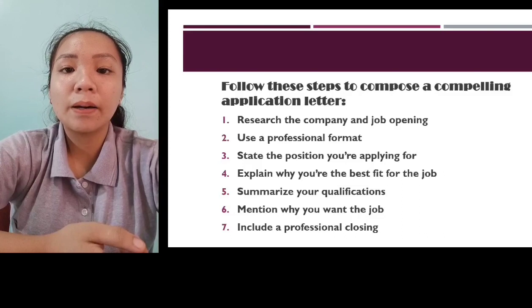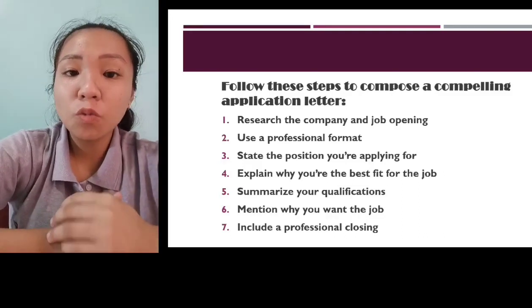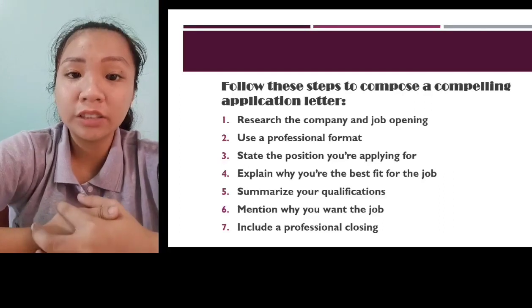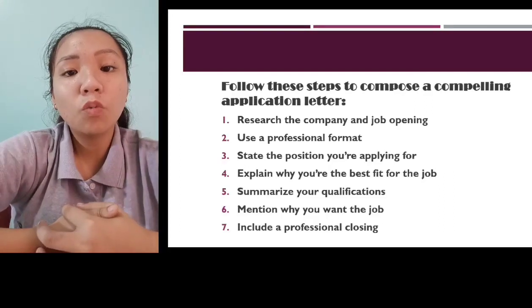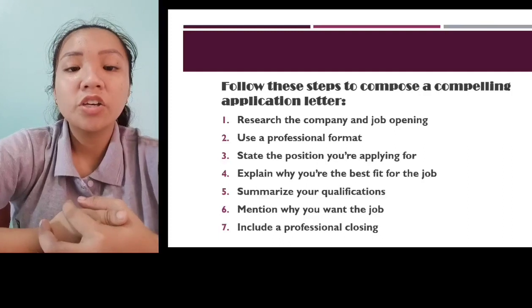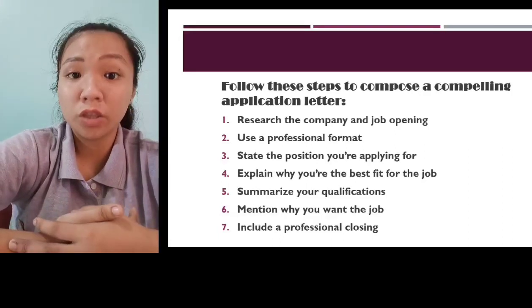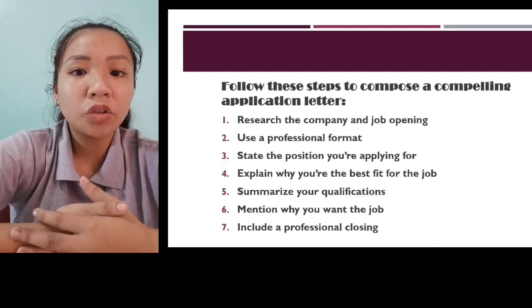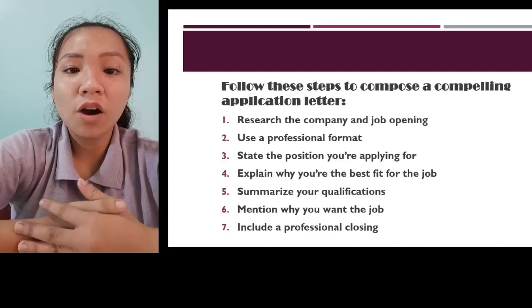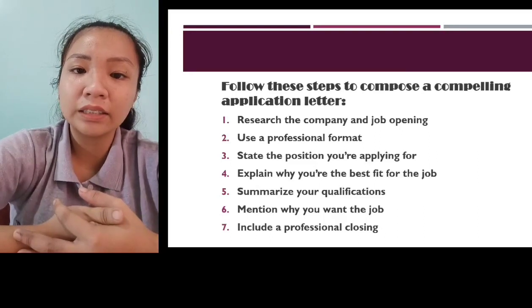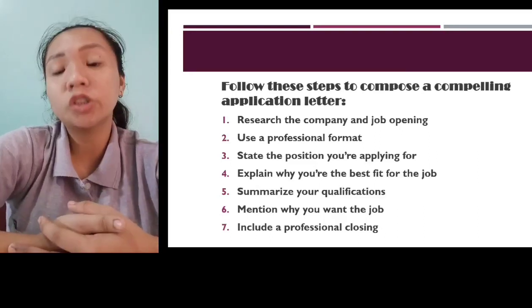Sixth, mention why you want the job. Include a personal statement about why you want this position. You have already explained why the company should want you. This section details why you have chosen this company and what excites you most about this job opportunity.